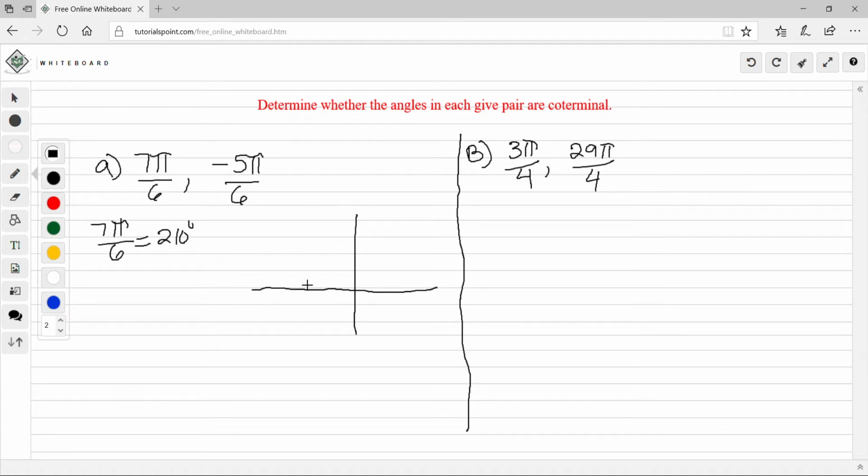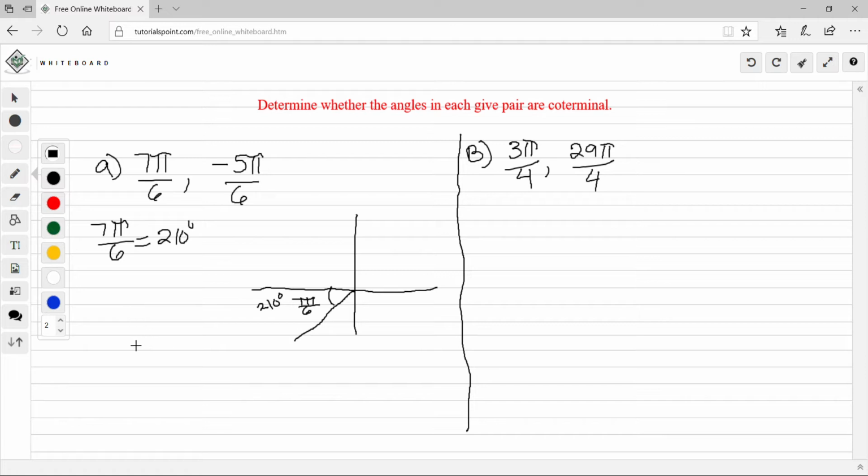So over here, 7 pi over 6 is right here. So this is 7 pi over 6, or 210 degrees. They're the same thing. Okay, so now we have to check, is this the same as negative 5 pi over 6?